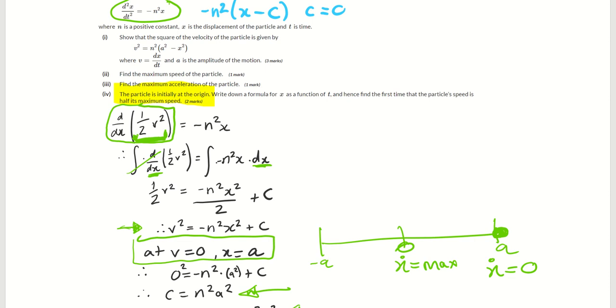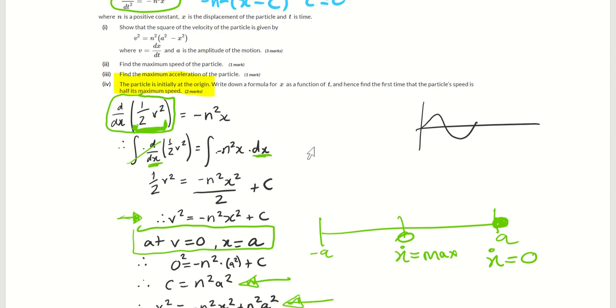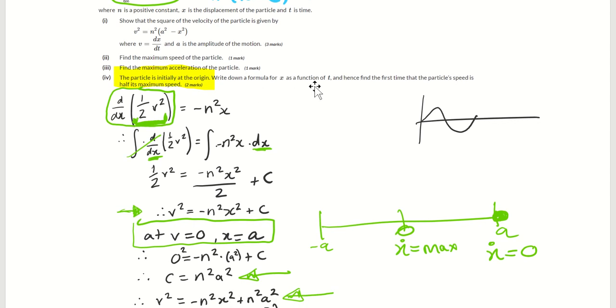So you think to yourself, okay, if the particle's displacement is initially at the origin, which one would it be, sine or cos? And straight away, it's obviously the sine graph. Cos doesn't start at 0, it starts at 1, so it's definitely going to be our sine displacement. So that's the first thing I want to be writing down. And there's our formula.